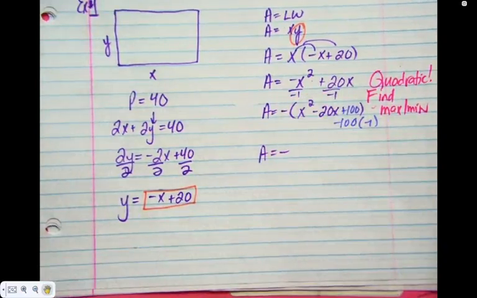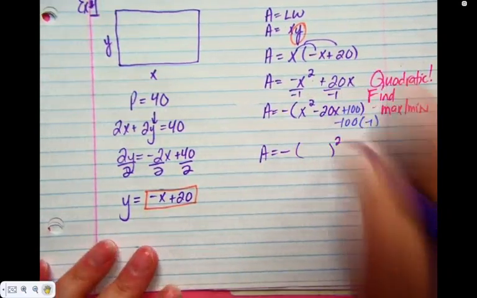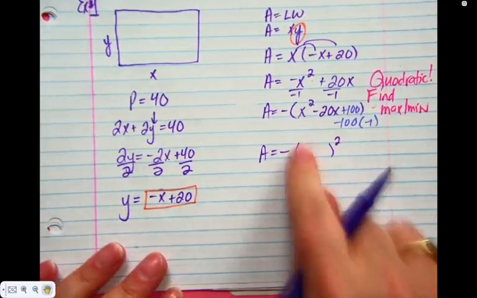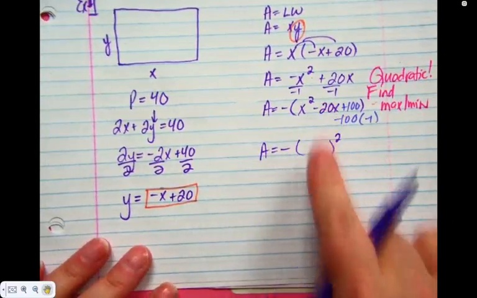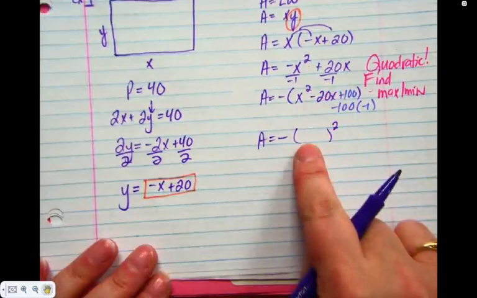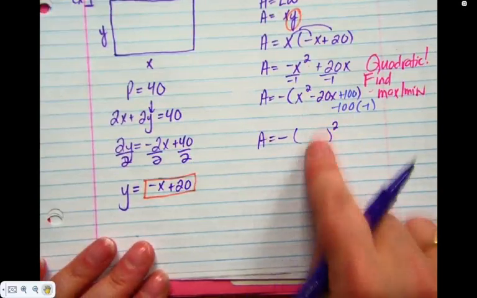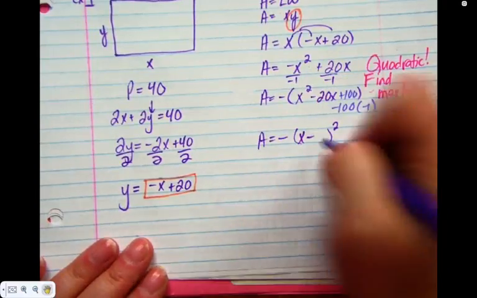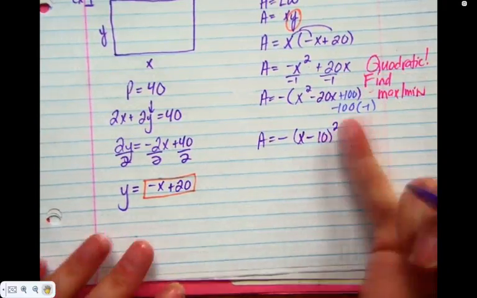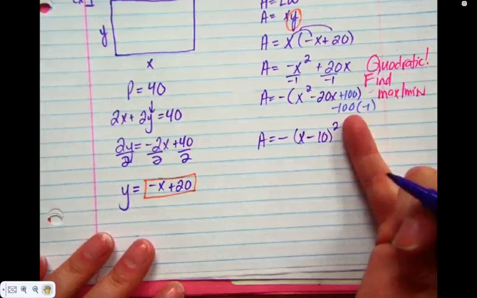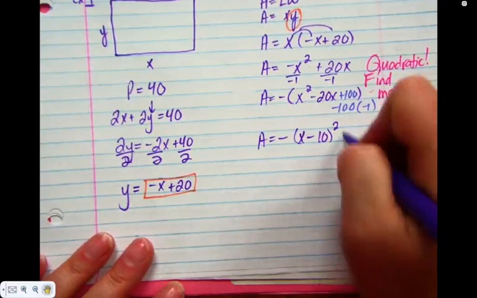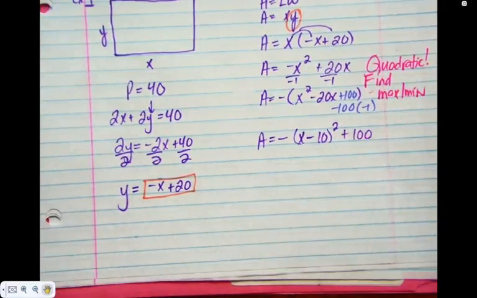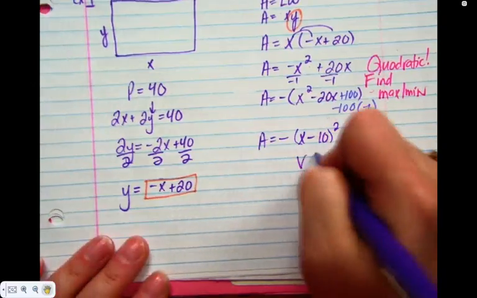Finishing off, I've got that negative that's out front. I'm going to have a binomial squared. How do I figure out what's in the binomial when I factor this? Negative 20 divided by 2, so I get x minus 10. And then when I simplify the constant, I've got negative 100 times negative 1, plus 100. What's the vertex?